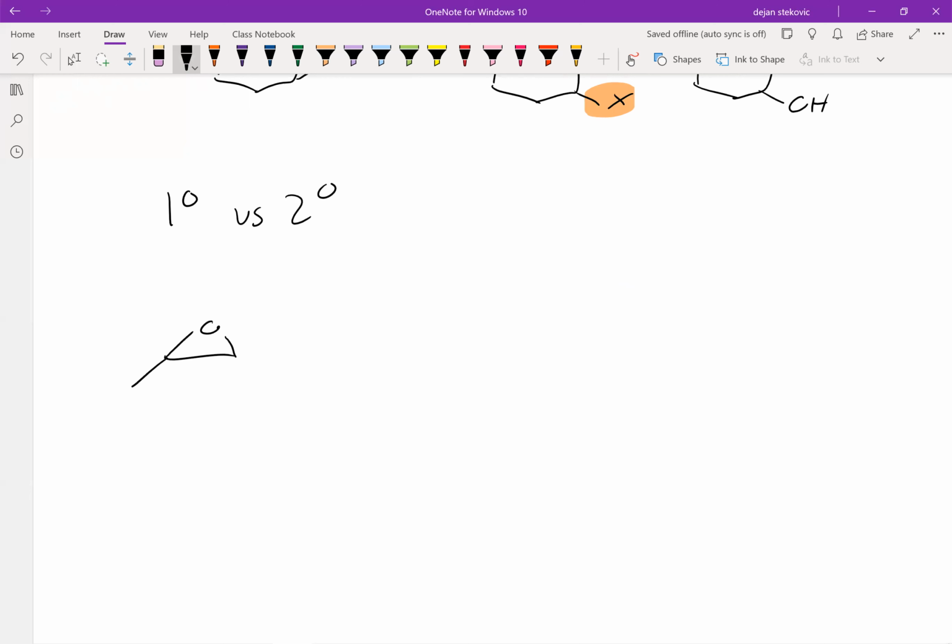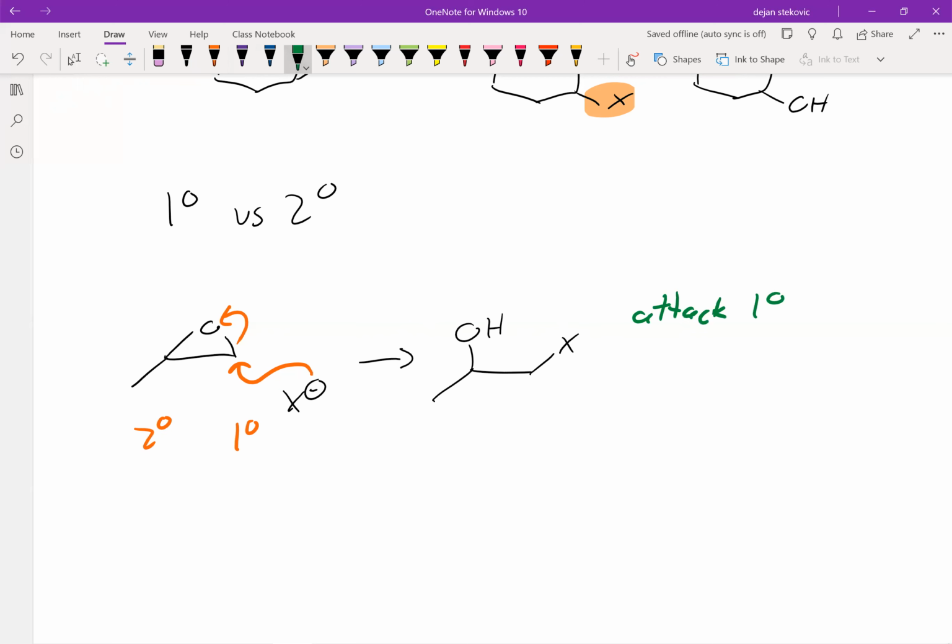So for example, on the left side here, we have a secondary epoxide. And then on the right side, we have a primary epoxide. The X minus, or your nucleophile, is going to attack the primary position. Right, so when it's primary versus secondary, we are going to attack the primary position, right? And that makes sense. This is like an SN2 type of reaction.